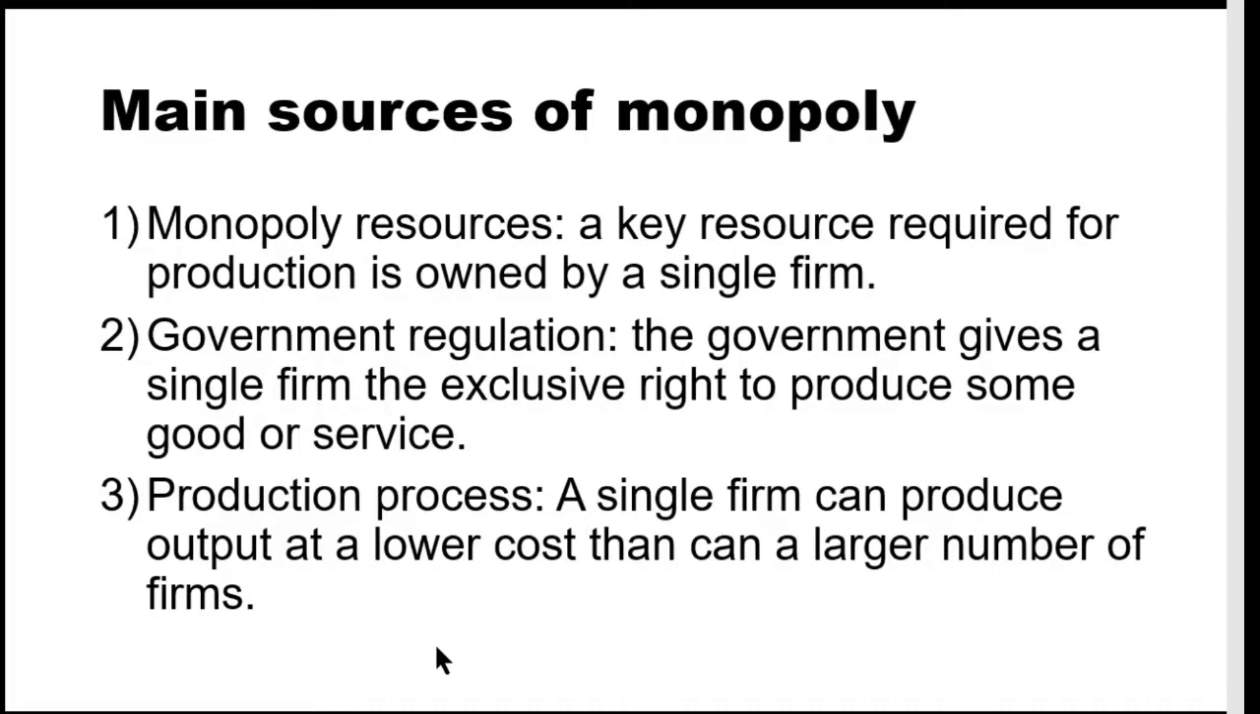producing the product might be inefficient if small firms would decide to produce that good compared to a single firm with all the capabilities, all the capital investments, and all the needed resources. So it would be unattractive for small firms to start up that kind of business because of the production process. So let's go to each of these sources of monopoly.